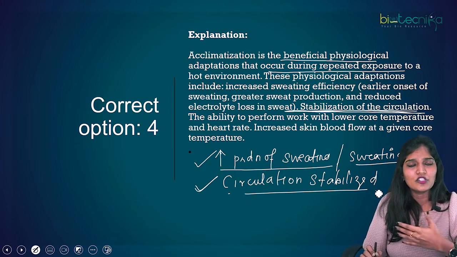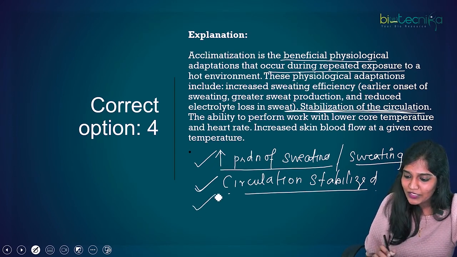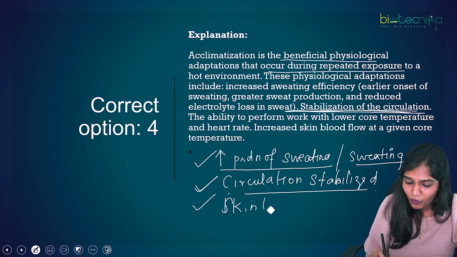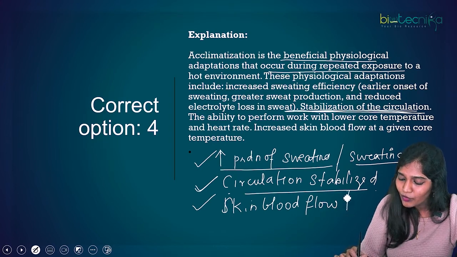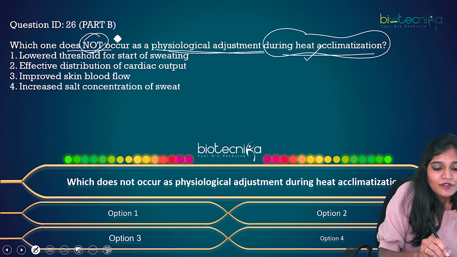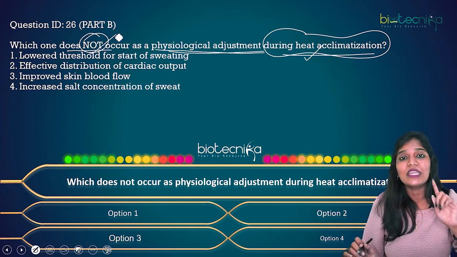The physiological adjustment will be done if the heat is actually more. The next one is that it is also going to increase the skin blood flow. Skin blood flow is going to increase at a given core temperature. Now the question for us is, which one of them does not occur as a physiological adjustment during heat acclimatization?